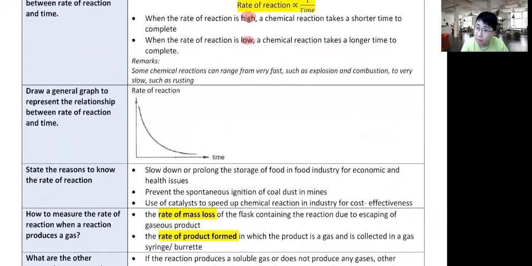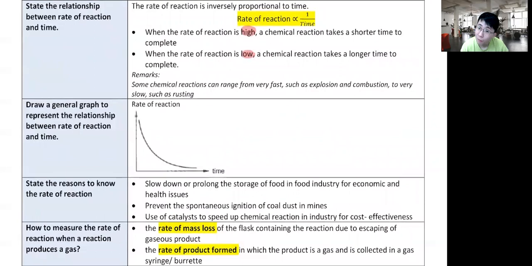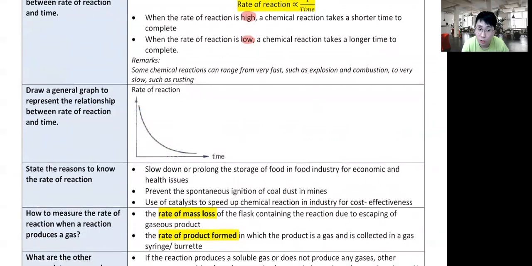And we actually have a graph, guys. This chapter involves a lot of graph drawing and also a lot of graph sketching. Okay, we have to sketch a lot of graphs. So draw the general graph representing the relationship between the rate of reaction and time, which is, you see, the y-axis is rate of reaction, and the time is here, your x-axis. Higher rate of reaction takes a shorter time. Lower rate of reaction takes a longer time. Okay, so make sure you understand this graph here.